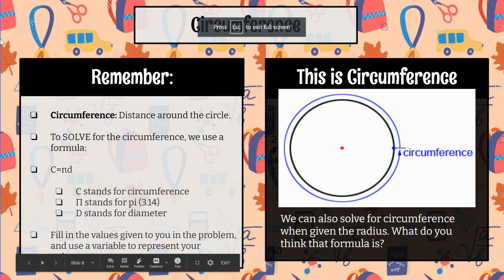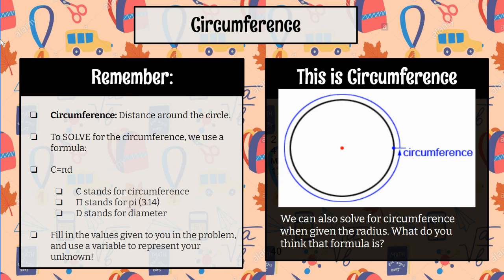All right, you guys, so I hope you did good on your Kahoot. You should be really comfortable with this vocabulary now. We're going to start using it a lot. So if you need to go back and review, feel free. But we're thinking deeper about circumference now.